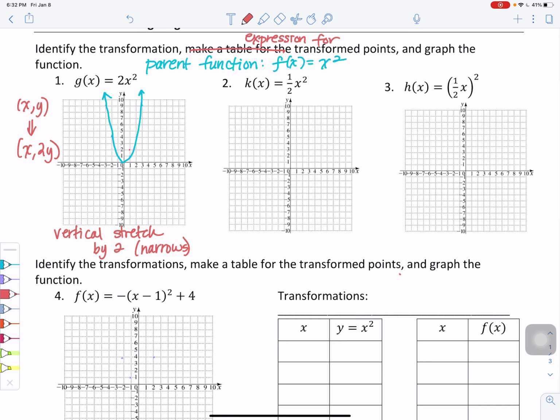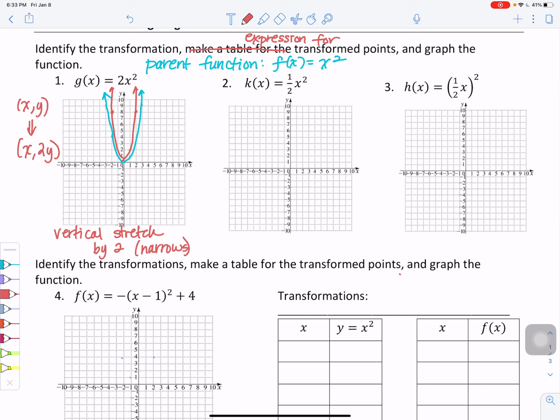we will take all of the x values and keep them the same, but we will multiply the y values by 2. So instead of (2, 4), it's going to be (2, 8). And likewise for negative 2, it will be 8. So as you can see, we have a much narrower graph. All of the y values are twice as large.